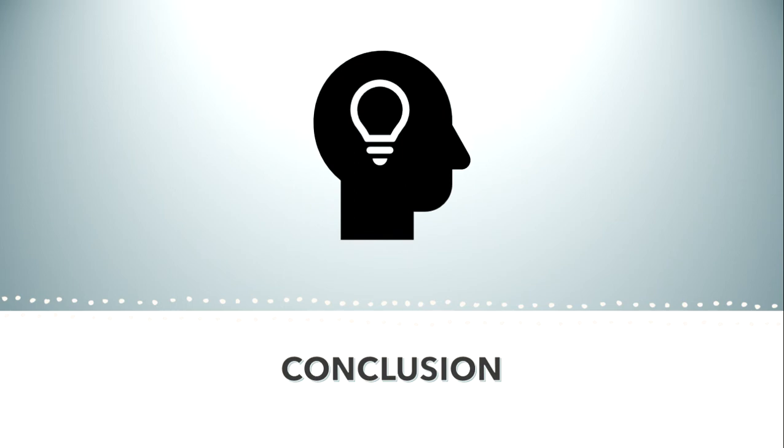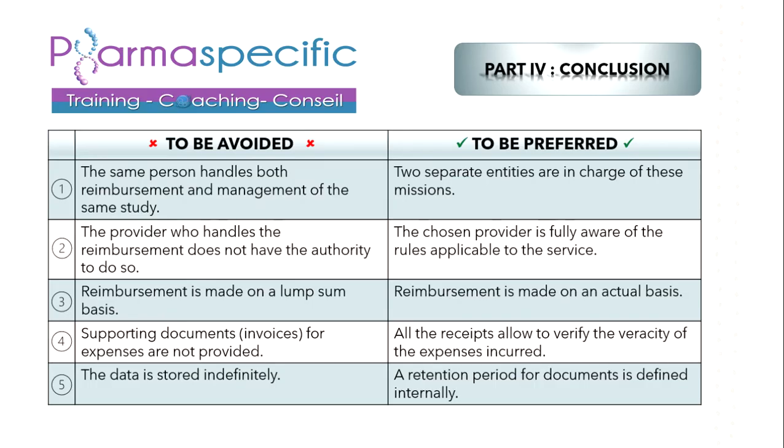Okay, now that we have seen all of the principles, let's make a little conclusion. So we have a table with principles to be avoided and what we have to prefer. The first principle to be avoided is that the same person handles both reimbursement and management of the same study. You need to make two separate entities in charge of these missions. One entity will be in charge of the management of the study, and the other entity will be in charge of the reimbursement. But the two are not possible.